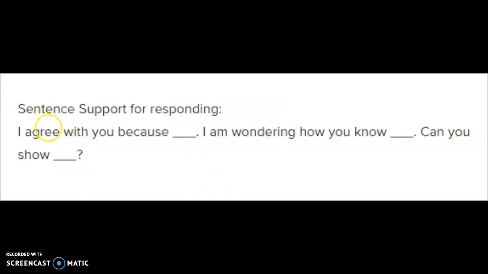In your response for sharing with students, you may say, I agree with you because, I am wondering how you know, or can you show. Remember, guys, these are just frames for support, but it doesn't mean you have to use them. You can also use your own.